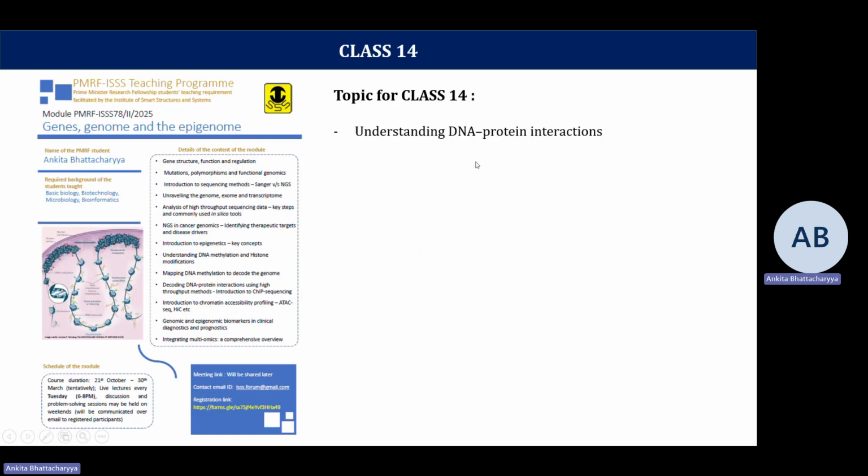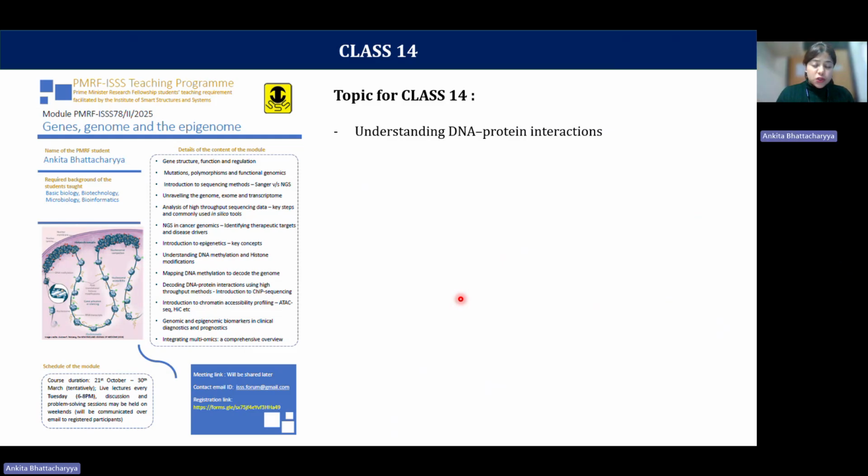In the previous class, we had begun our discussion on understanding DNA protein interactions because we wanted to shift our discussion to DNA protein interactions using high throughput methods. In this context, we wanted to initially start a discussion with core techniques which are necessary to study DNA protein interactions. And that will be the focus of our discussion for today.